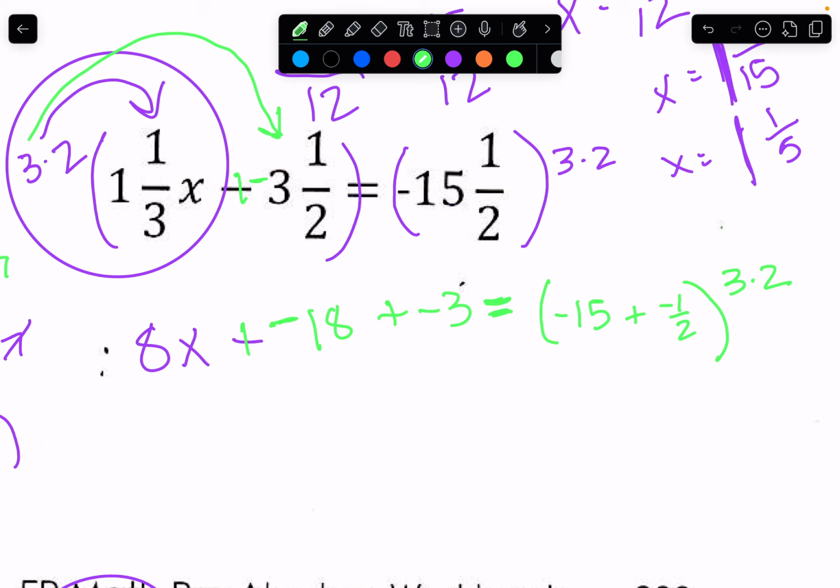Let's do this term first. Oh, good Lord. 15 times 6. Well, 15 times 2 is 30. 15 times 4 would be 60. And 15 times 6 would be 90. Okay, so we got negative 90 plus, I'm going to get rid of this 2 and this 2 and get negative 3. That's going to leave us with negative 93 on this side.